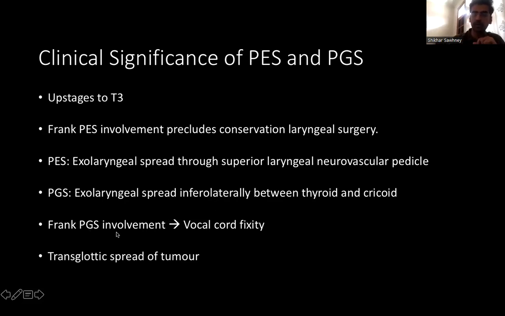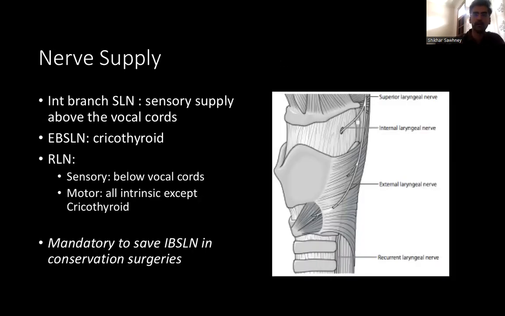Also, a frank paraglottic space involvement would lead to vocalis muscle involvement, and that would lead to vocal cord fixity as well. Spread along these two spaces would lead to a transglottic spread of tumor as well. So knowing about these two spaces is extremely important while making clinical decisions.